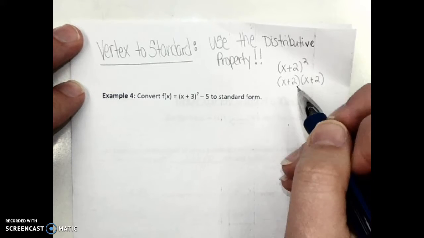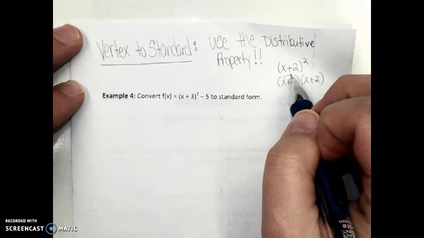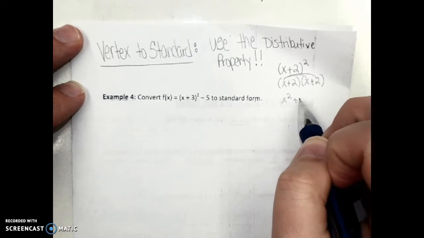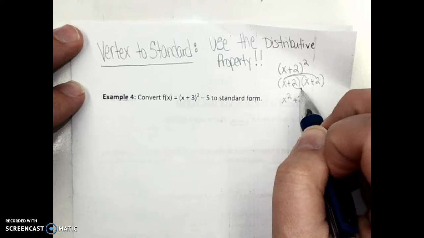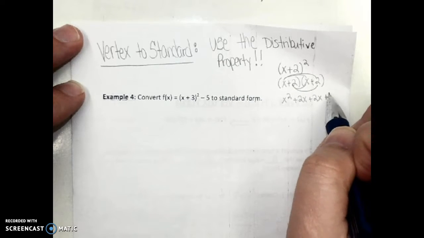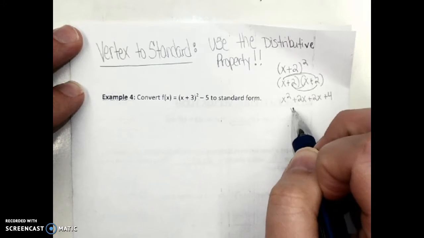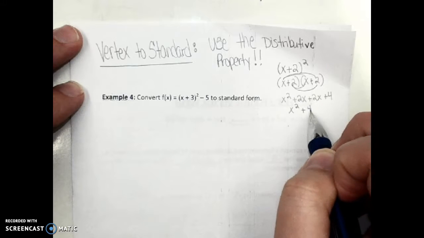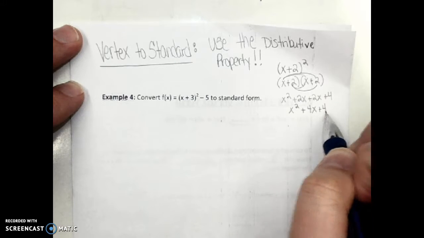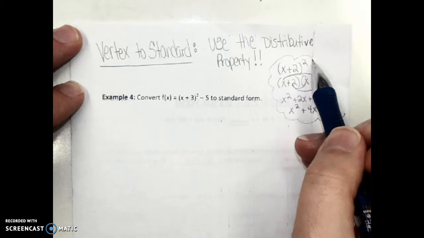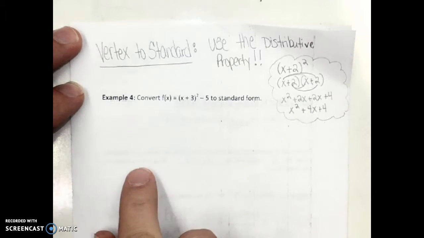You will use the distributive property now. X times x is x squared. X times 2 is 2x. 2 times x is 2x. And 2 times 2 is 4. You will then combine like terms. 2x plus 2x will give you 4x plus 4. This is the distributive property. That's what you'll use now.